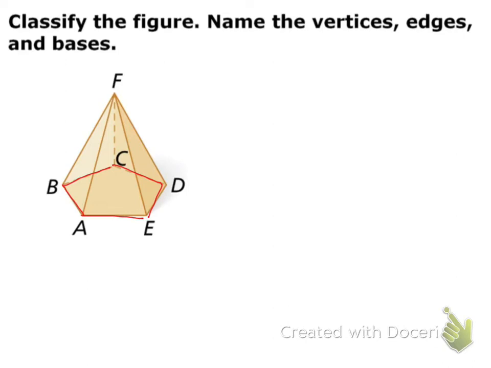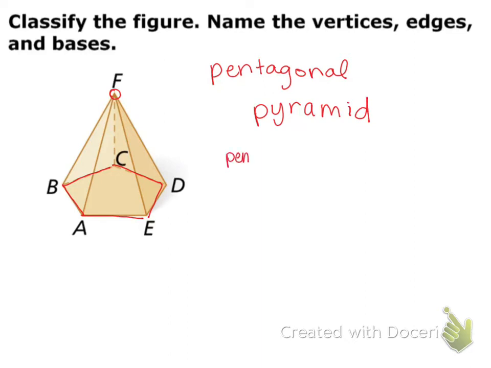Our base is a pentagon, so this would be a pentagonal pyramid, since there is only one base and it meets at the apex, or vertex, all of our lateral faces. If we were naming our base, I would say our base is a pentagon A, B, C, D, E.